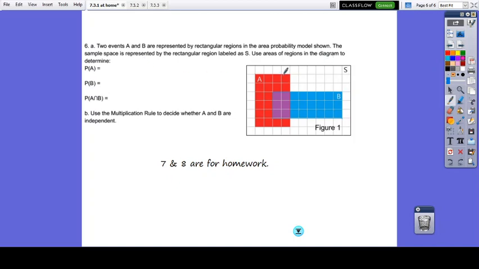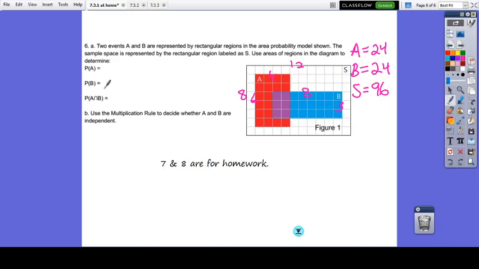So what I'm going to do first is just find the areas of each of these. Okay, so A is a 4 by 6 box, so it's going to have an area of 24. B is a 3 by 8 box, so it's going to have an area of 24, so they happen to have the same area. And then S is a 12 by 8 box, so it's going to have an area of 96. Okay, so I'm going to be using those pieces of information as I go through this.